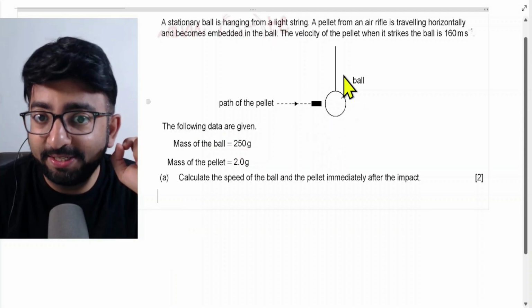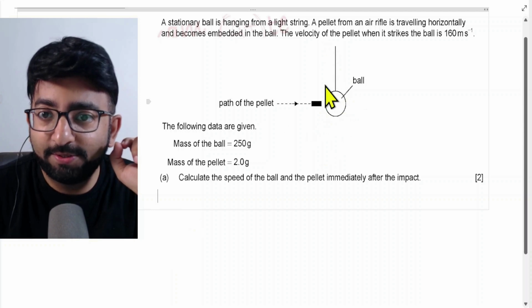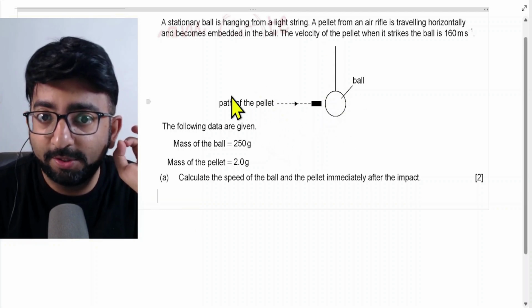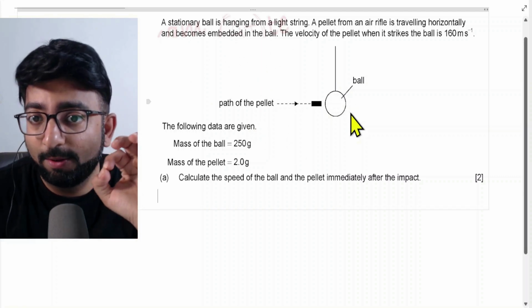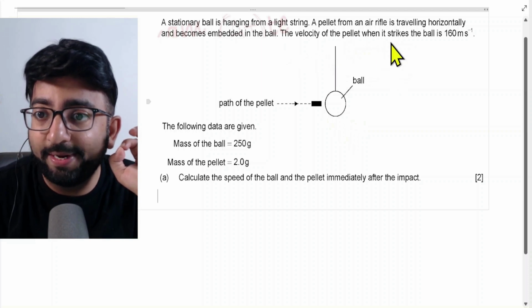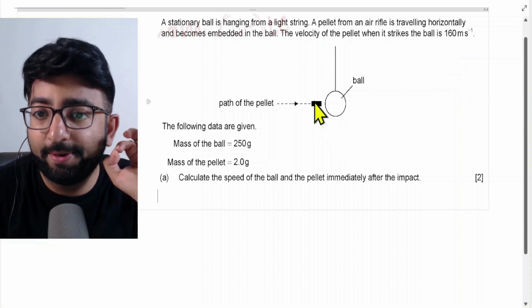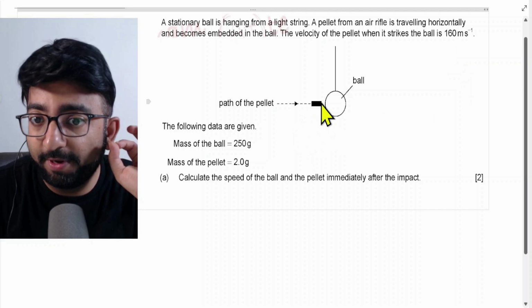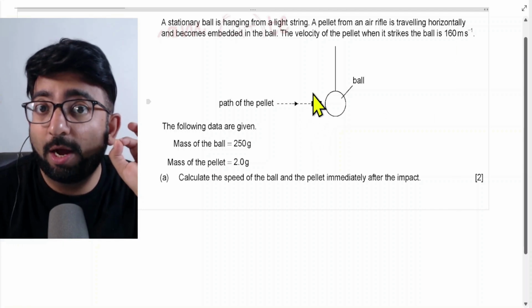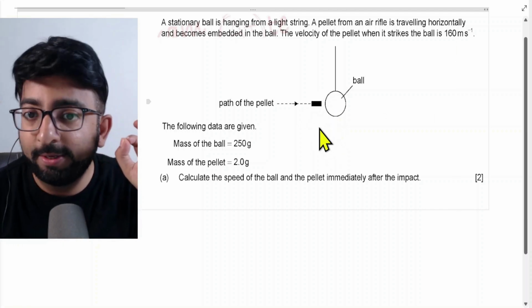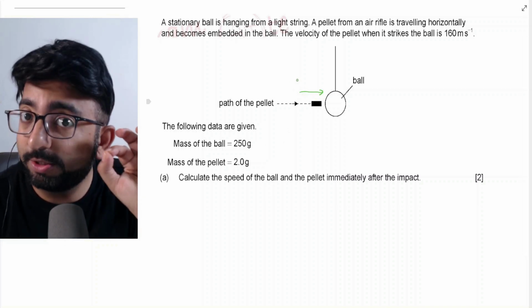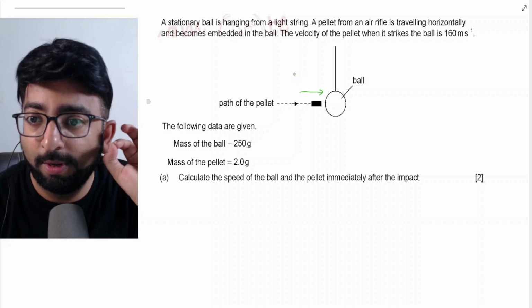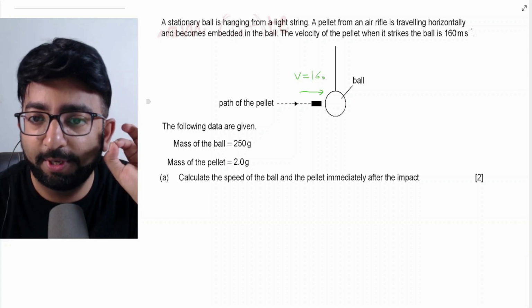So, here we have a stationary ball which is hanging from a light string. A pellet from an air rifle is traveling horizontally and it becomes embedded in the ball. That means the pellet has gone inside the ball. The velocity of the pellet when it strikes the ball is 160 meters per second. In the image, we can see that the pellet is just about to enter the ball. So at this stage, let's draw an arrow for the speed just before colliding into the ball, that is 160 meters per second.